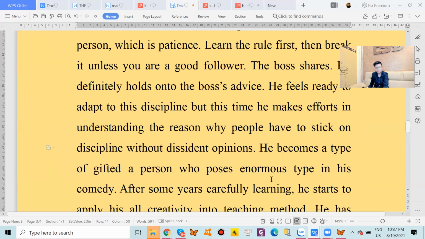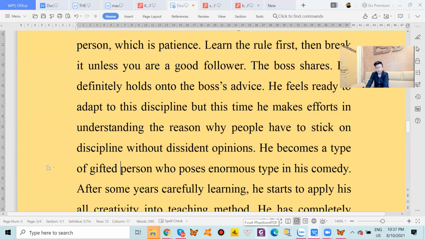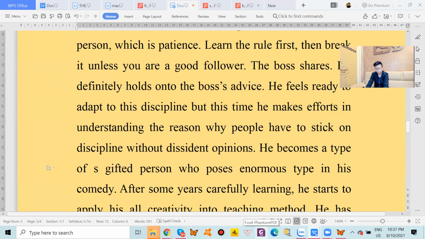He becomes a type of gifted. No, because you said if you were to say "gifted," you need to have a noun here. He becomes a type of gifted person. No, he becomes a type of a gifted person.